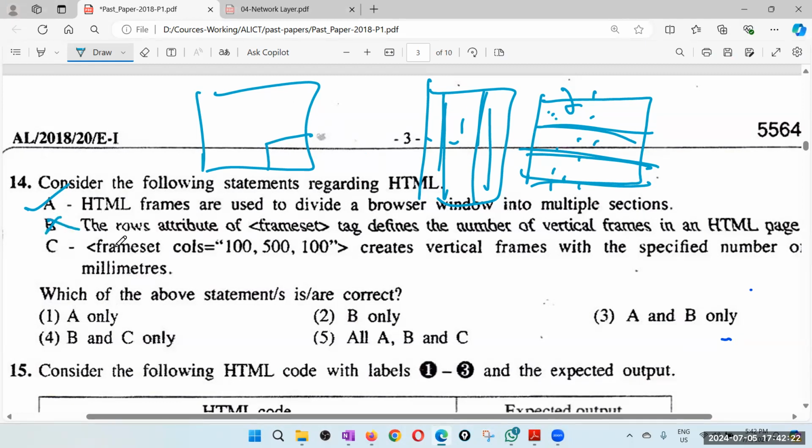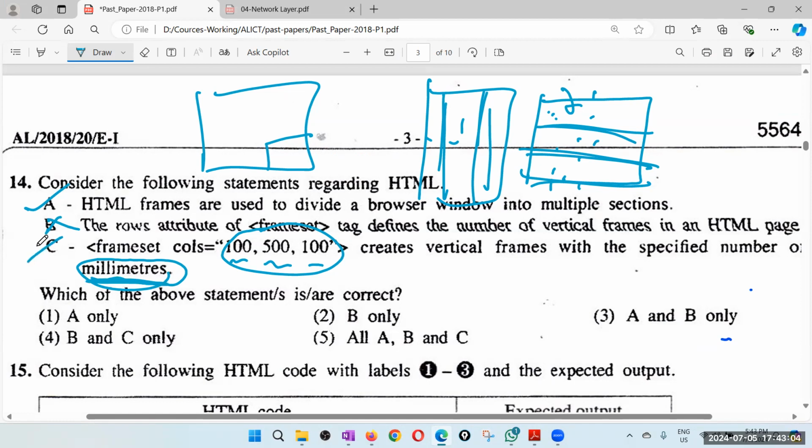This is cols. Frameset cols 100, 500, 100 creates vertical frames with specified number of millimeters. No, not millimeters, it must be percentage. And it looks like this is also not tallying to 100. Usually it must be something like 50, 25, and 25. Percentage, because different screens have different sizes and different resolutions, so preferably you need to give it as a percentage.